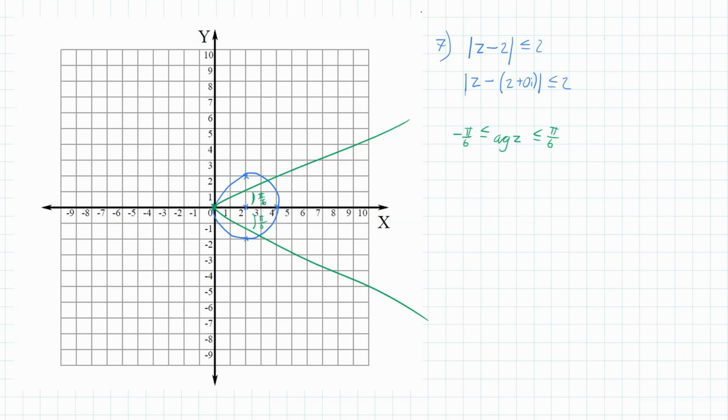Now, what are we shading? Well, both of those things have to be true. So if we are shading the region that satisfies both of those, we're shading in here and in here. So that little area there would be what we shade for number 7.